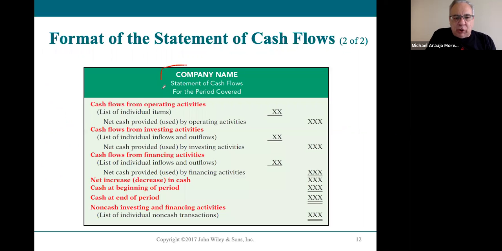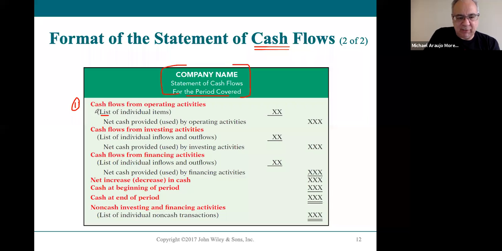This is what the statement would look like. This is the basic format of a statement. The company name is always listed first, and the name of the statement, statement of cash flows, is listed second. The cash flow statement covers a period of time, but just regarding cash, so it's not subject to the periodicity assumption like we saw way back in chapter 4 with the income statement. So here's the first part of the statement: cash flow from operating activities.